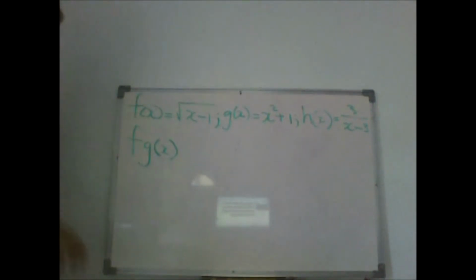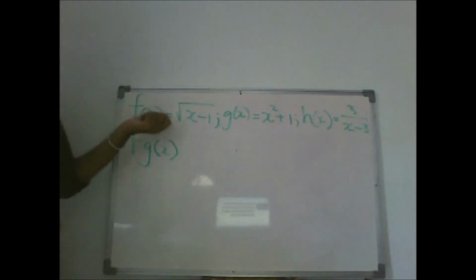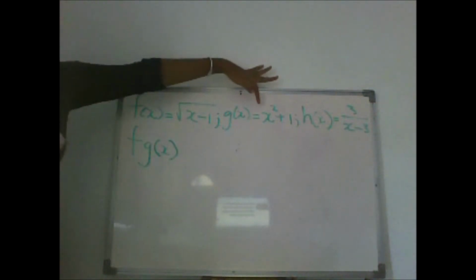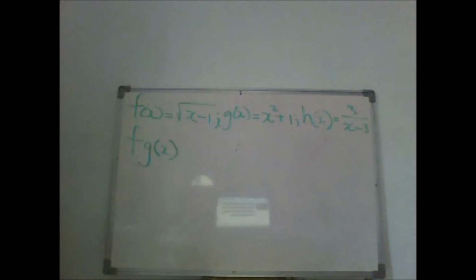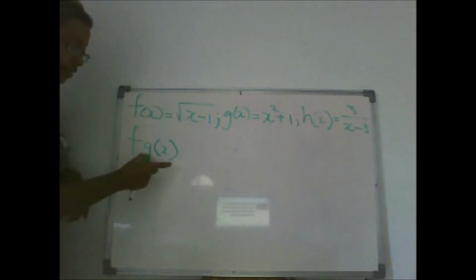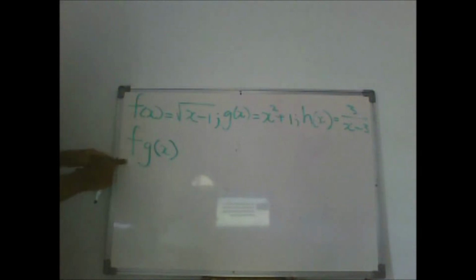Okay, and we're back again with functions. So this time we have f of g of x. When you see weird things like this, don't be alarmed. Up here we have f of x is equal to the square root of x minus 1. g of x is equal to x squared plus 1. And h of x is equal to 3 divided by x minus 3. When you see things like this, you just stick one equation into the other equation. You stick the end equation into the front equation.